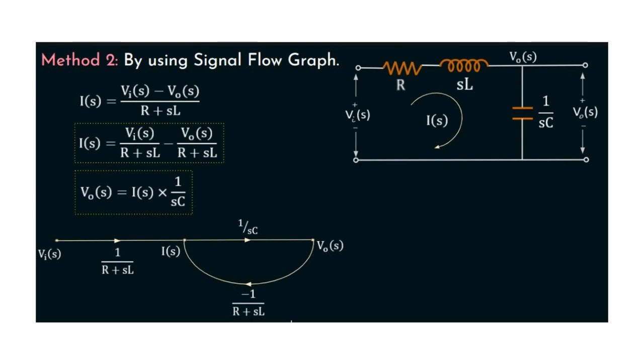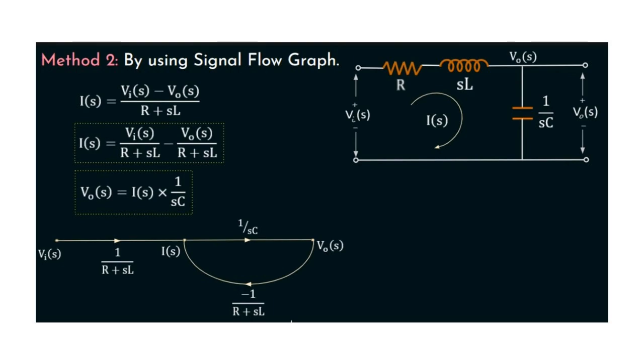So we write the branch current equation using Ohm's law across the resistor and then the inductor. Since they are in series, their total impedance is going to be R plus SL. So the branch current therefore becomes I of S is equal to Vi of S minus Vo of S all over R plus SL. That's the voltage difference between Vi of S and Vo of S divided by the total impedance.